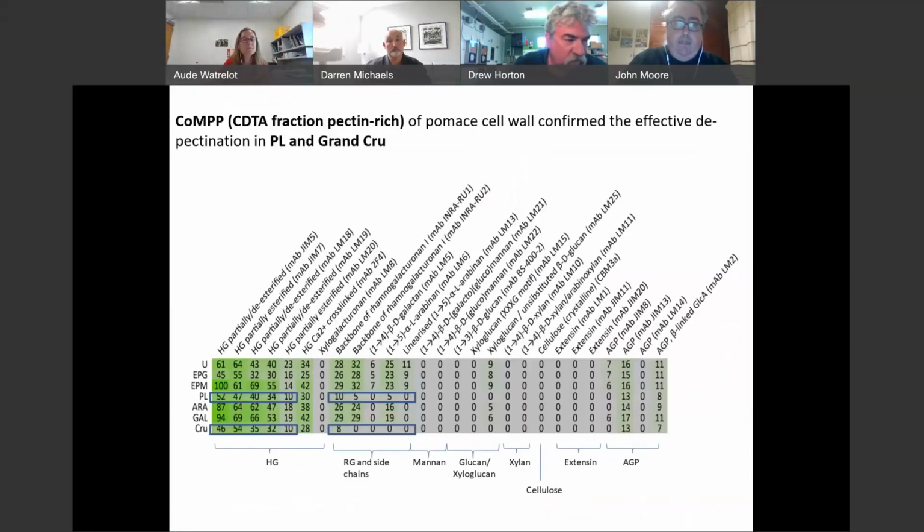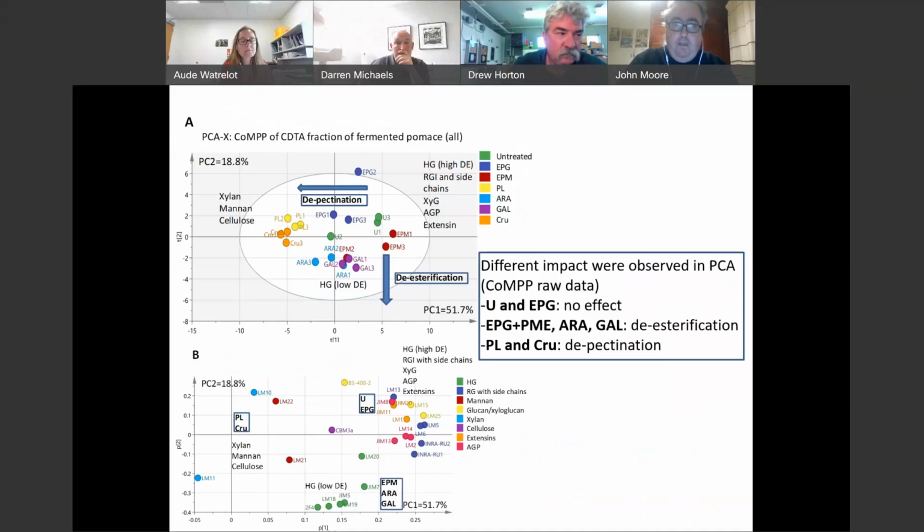And in the CTTA fraction, again, the pectin lyase or the RG lyase rich fraction had an effect on breaking down the pectin, and the Grand Cru had an effect, but not the other combinations. So untreated and EPG had no effect. EPG and PME and arabinase and galactonase had deesterified. Pectin lyase and Cru showed depectination.